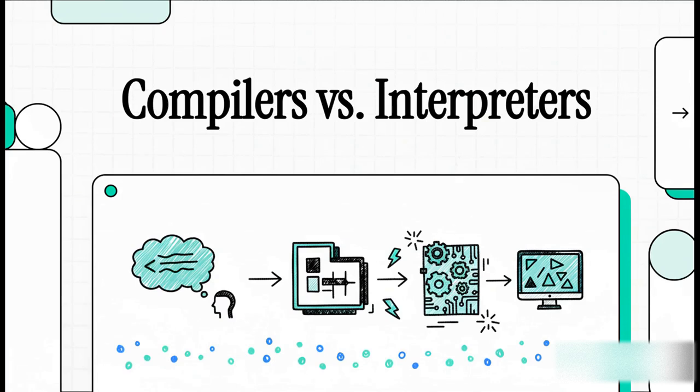Have you ever stopped to think about how the code we write, in actual human-readable words, somehow gets turned into something a computer can actually run? It feels a bit like magic, right? Well, today, we're going to pull back the curtain and look at one of the most fundamental ideas in programming, how that translation actually happens.